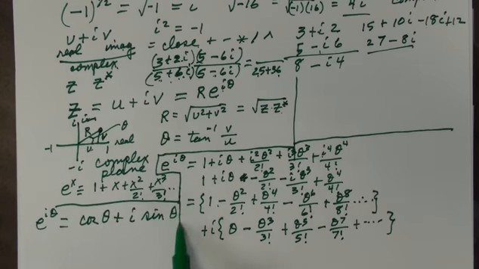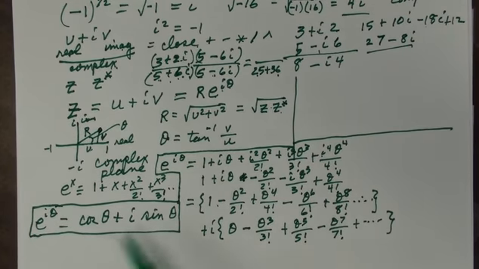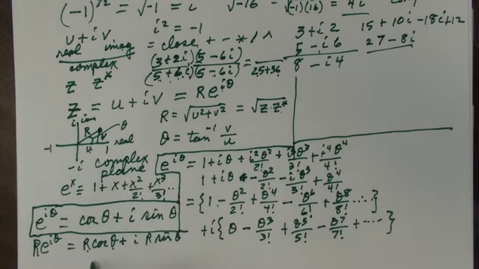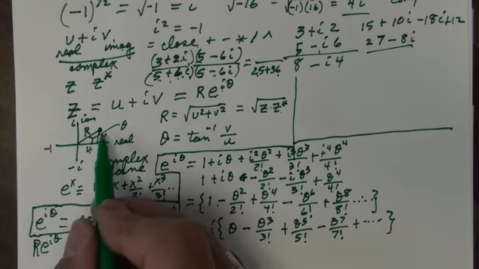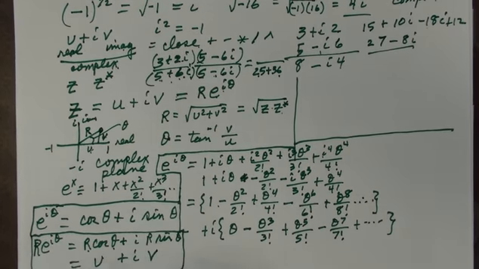This is one of the most important formulas in all of mathematics. And it enables us to take this re to the i theta and break it up into 2 parts, because if we had re to the i theta, you can see it would be r cosine theta plus i times r sine theta. And sure enough, r times cosine theta is u, so this is u, plus i times r sine theta is v. So we have proved that this is true.